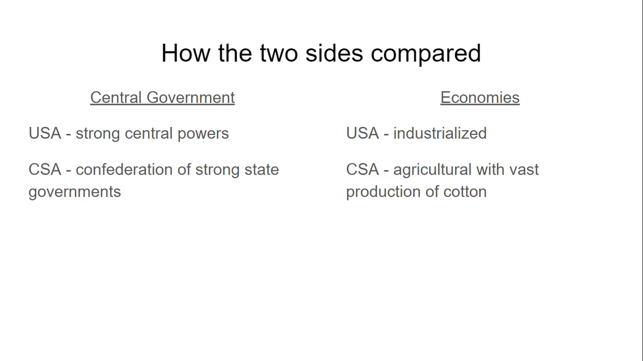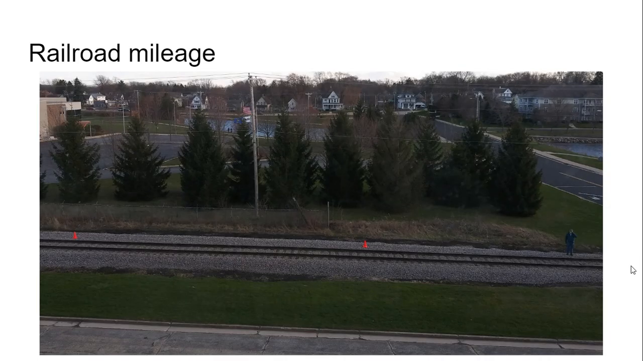As far as economies were concerned, the United States had industrialized. It had grown powerful in the manufacturing of goods, whereas the Confederate States were still vastly agricultural and mostly producing cotton. To break it down more specifically, let's look at railroad mileage. Each side was now able to move armies, products, goods, weapons, all of the accoutrements of war via railroads.